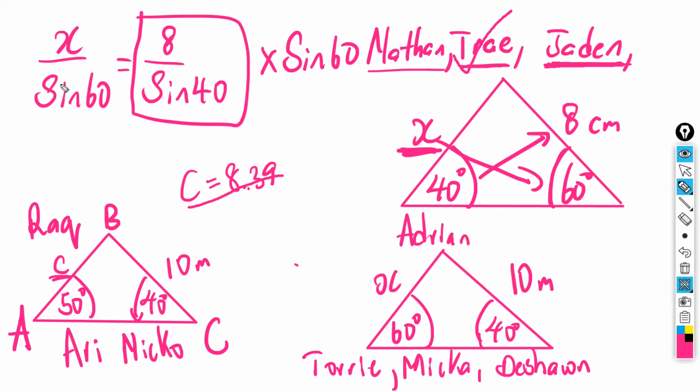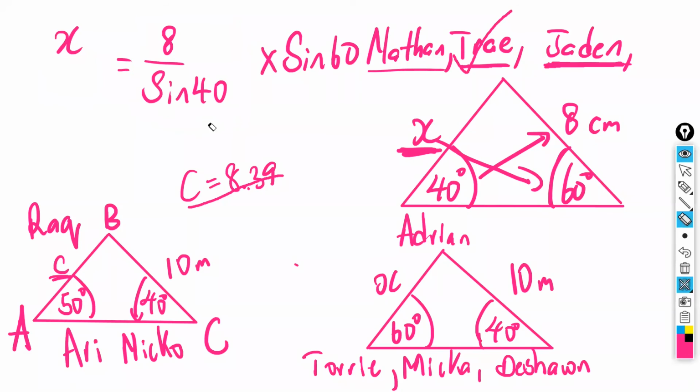Oh, I see now. That's how you find the answer. All we can do, guys, is carry the sine 60 over to the right side. We're supposed to get x is equal to 8 over sine 40 times sine 60. That's how you'd work it out. Jaden, did you find the answer as well? Well done, Nathan. I'm glad you get it now.